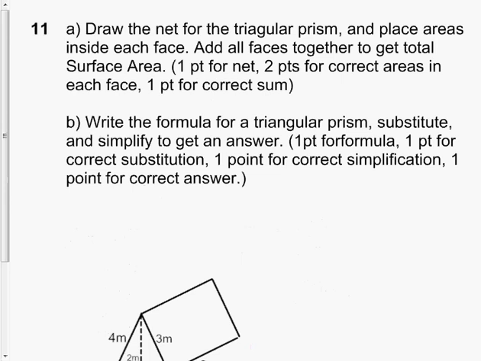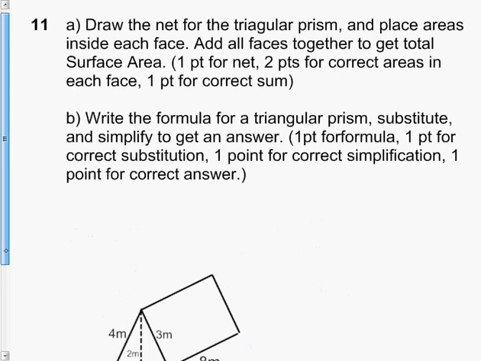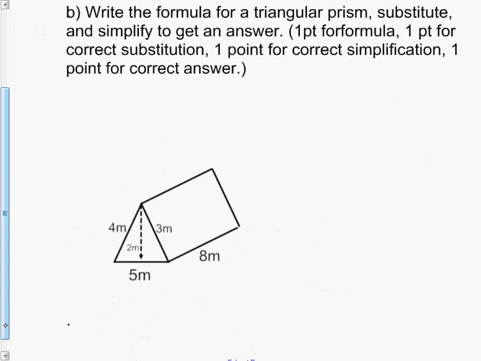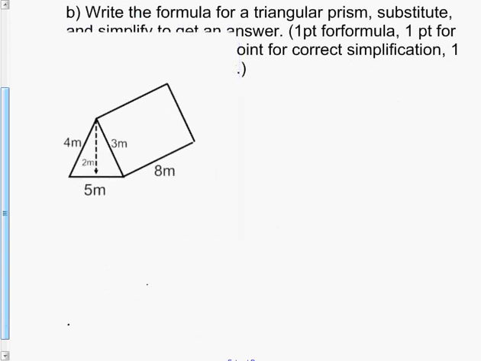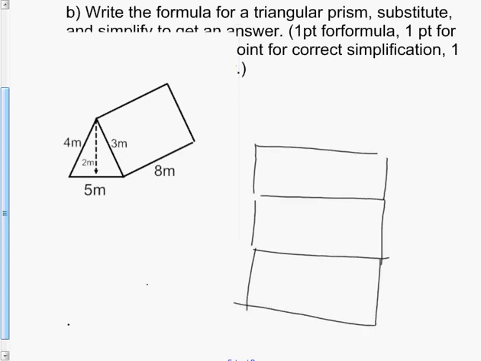The next question says, draw the net for this particular triangular prism and place the areas inside. So what we're going to do here is I'm going to extend this over here, and I'm going to draw my standard net for a triangular prism. So I'm going to break it into 3 rectangles, which is what a triangular prism would have, and at the end we're going to have 2 triangles.